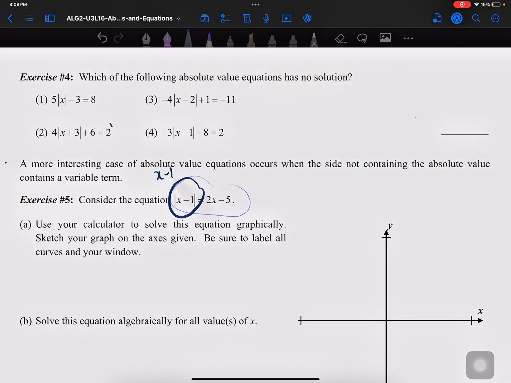x minus 1 equals 0, x is 1. Okay, so vertex will be 1, 0, h comma k. So 1, 0 here. Okay, this is 1, 0 vertex. So another one is this. Y is equal to 2x minus 5. So it's a line with slope 2, y-intercept minus 5.